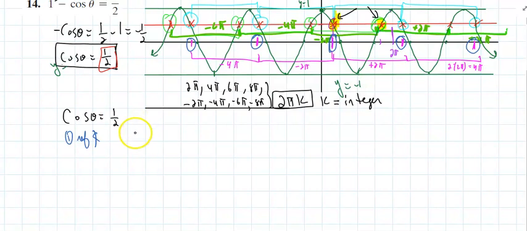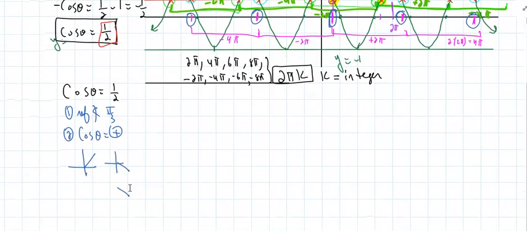Reference angle, meaning in quadrant 1, the cosine of which angle gives me 1/2? I know that's pi over 3. Second, I look at the cosine of an angle being, in this case, positive. I know that cosine is positive in quadrants 1 and 4. What is pi over 3 in the first quadrant? And how about in the fourth quadrant? And that's what theta will equal.